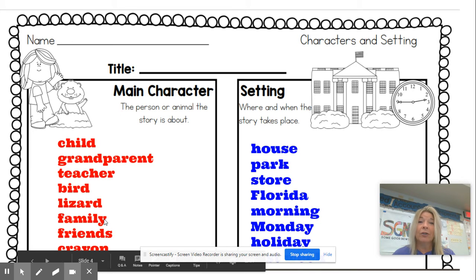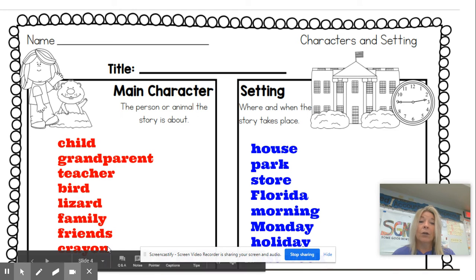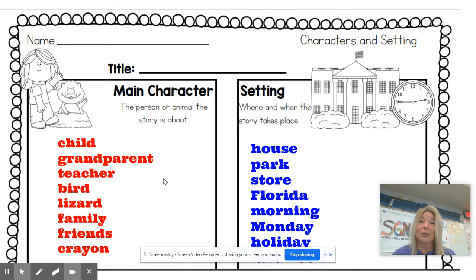A family. A whole family could be the characters in a story, and maybe one of the family members is the main character. You could have a group of friends be in a story, and those are all the characters in the story. Or a crayon. I read a book once where a box of crayons were the characters in the story, and they even talked.